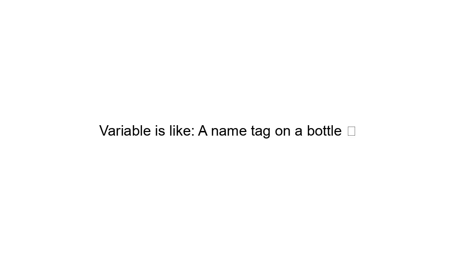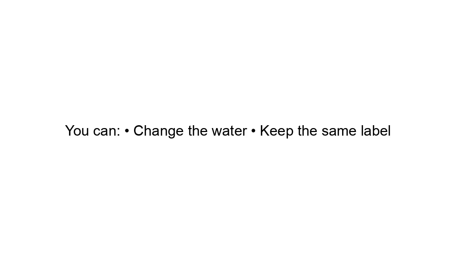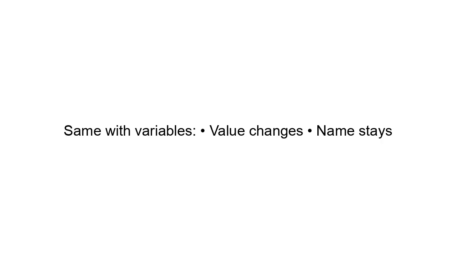Real life analogy. Variable is like a name tag on a bottle label. Bottle label equals variable name. Water inside equals value. You can change the water. Keep the same label. Same with variables. Value changes. Name stays.